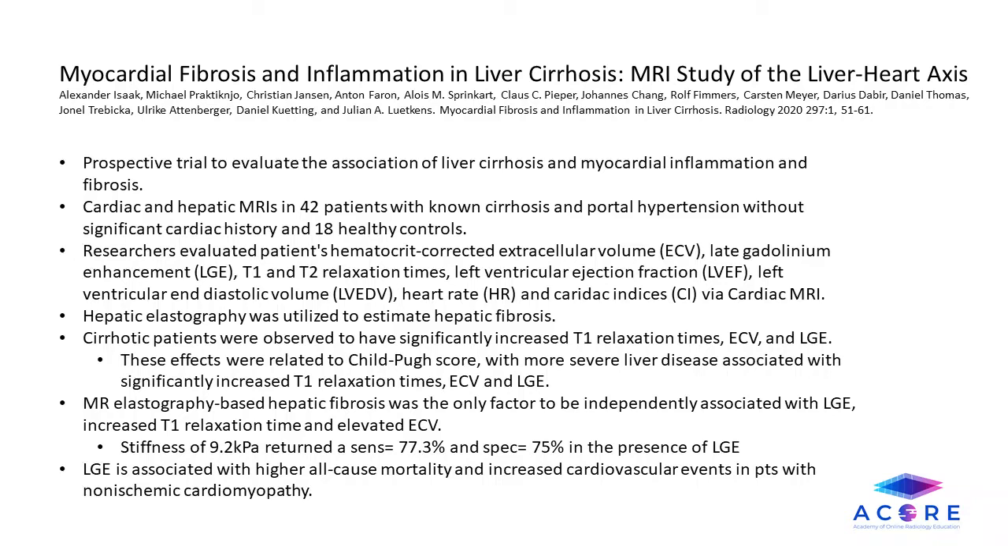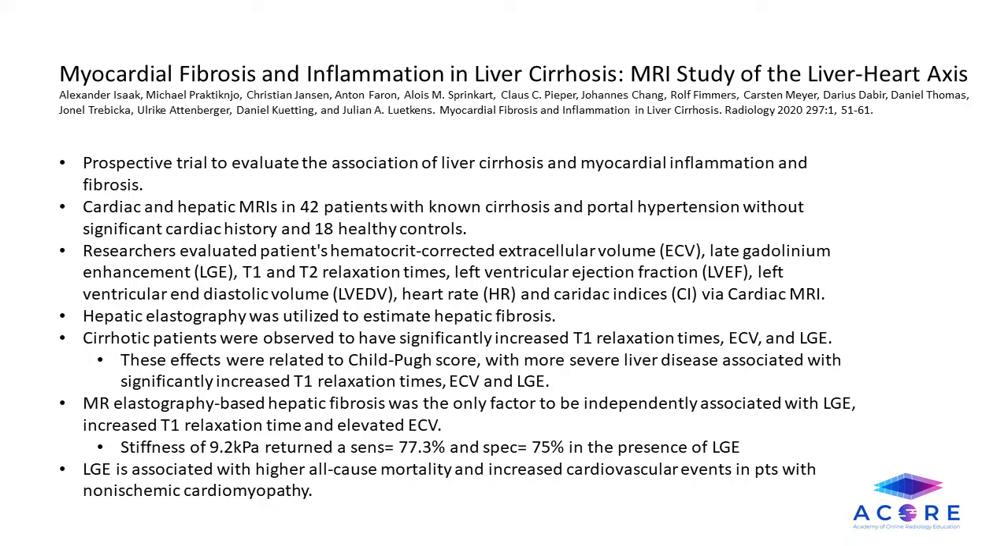This prospective study utilized multiparametric cardiac and hepatic MRI in 42 patients with known cirrhosis and portal hypertension without a significant cardiac history, and 18 healthy controls who had been referred for MRI to rule out structural causes of heart disease and nonspecific cardiac symptoms. These 60 patients underwent combined cardiac and hepatic MRI exams performed using a single scan via a 1.5 Tesla whole-body MRI. The cardiac portion of the MRI was EKG gated for steady-state free precession cine images.